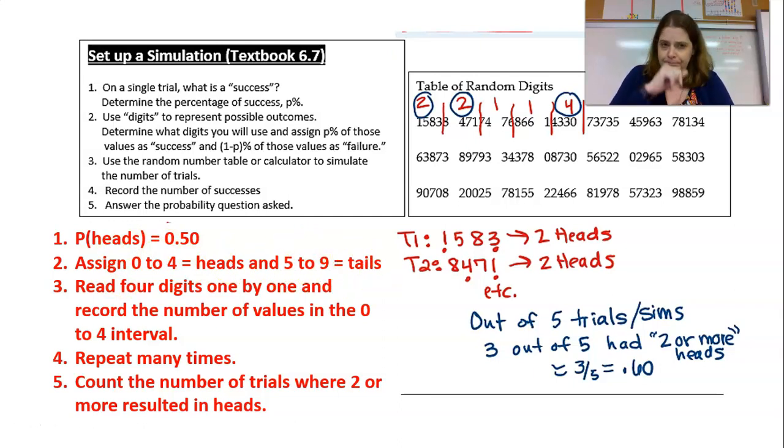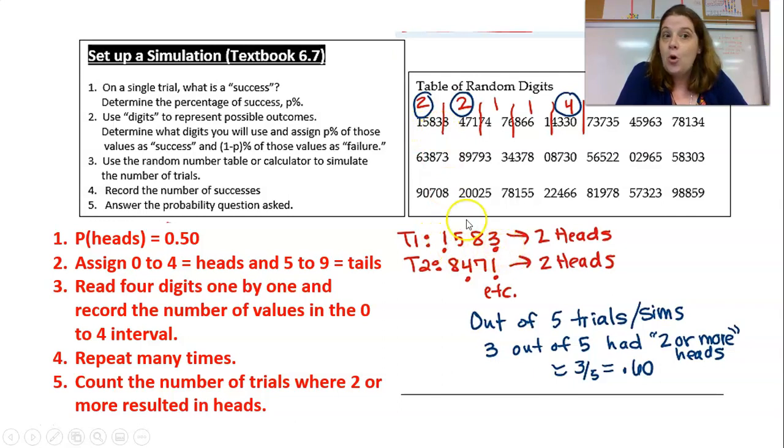Okay? And then it wants to know if I flip a coin 4 times, what's the chance I'm going to get heads at least twice? So what I'm going to do is go to my random number table and read 4 digits one by one. So my first trial here is 1, 5, 8, 3.